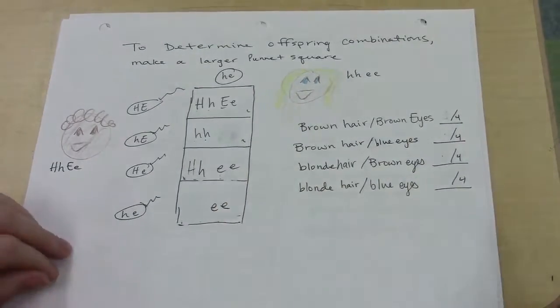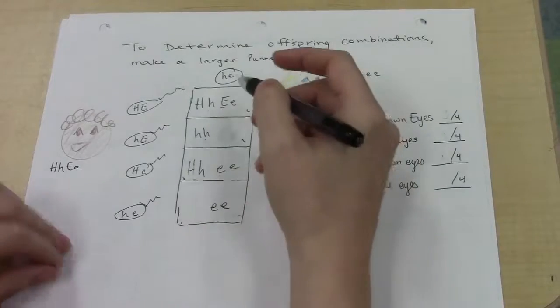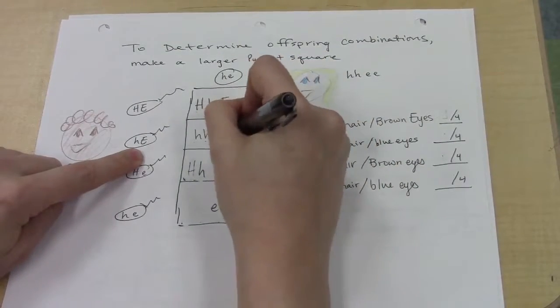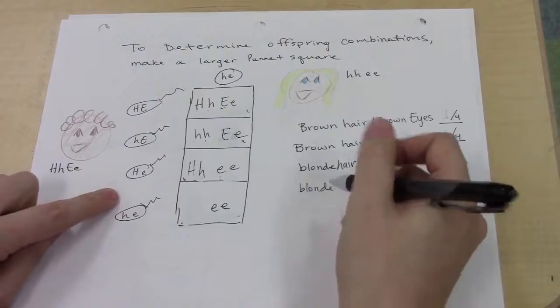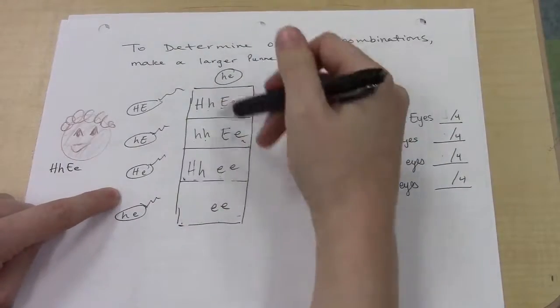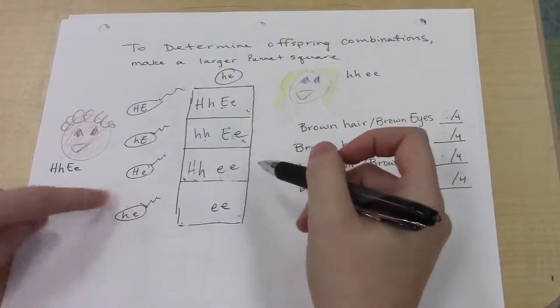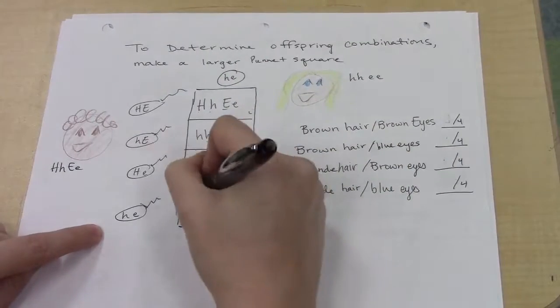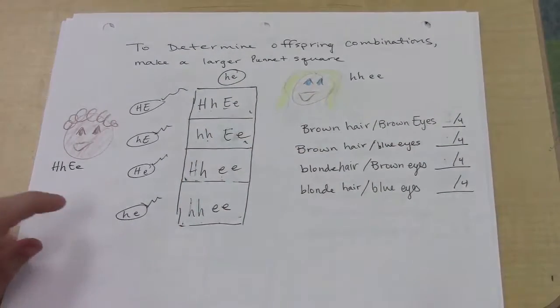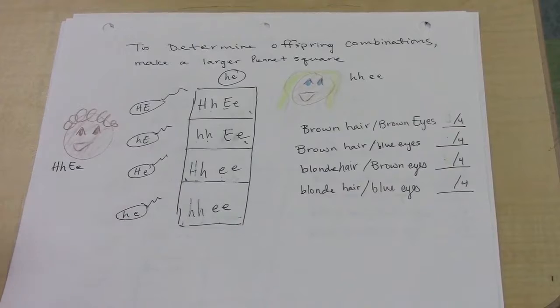The first one's been done for us. We're already good for H, and so here we have a big E and little e, so we're heterozygous there. We're heterozygous for eye color and homozygous for hair color here. And then we bring down these H's, and now we're also homozygous for hair color.